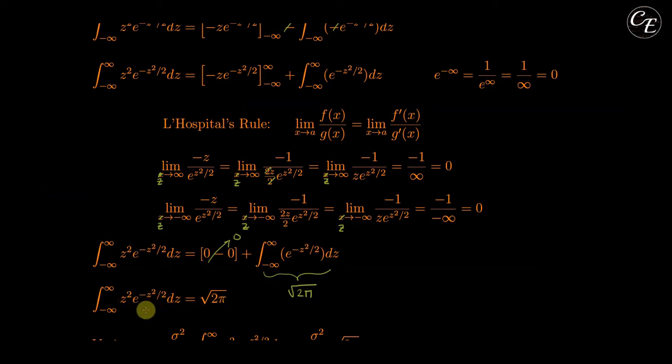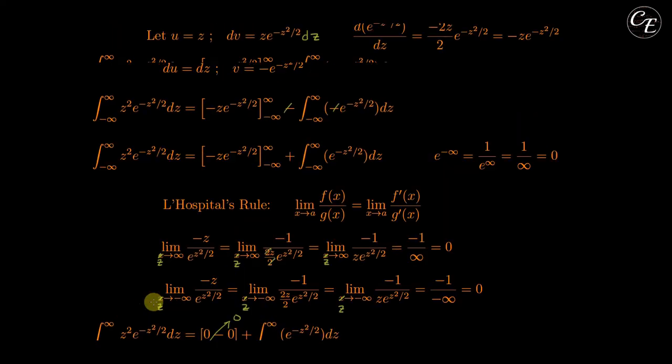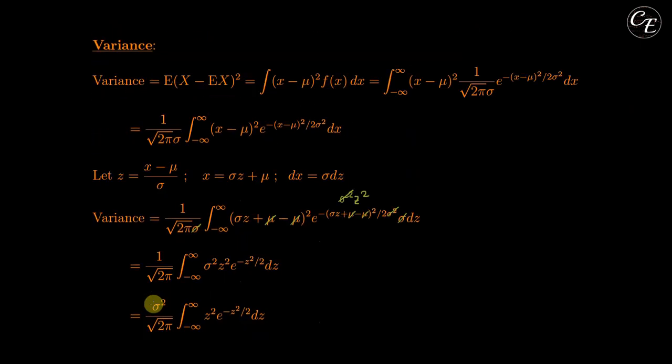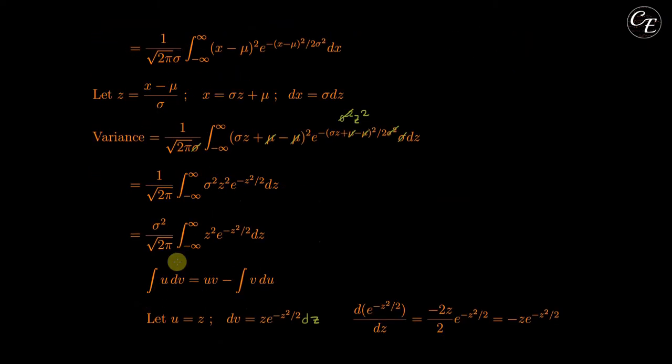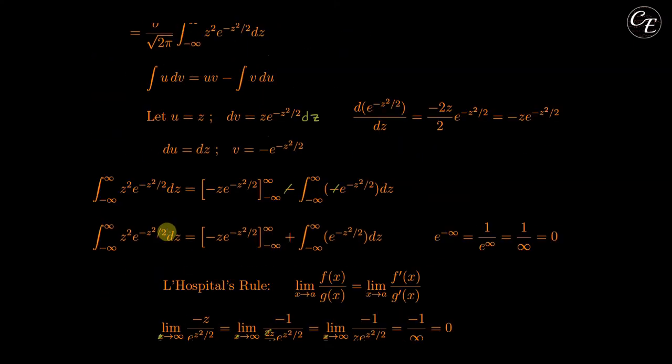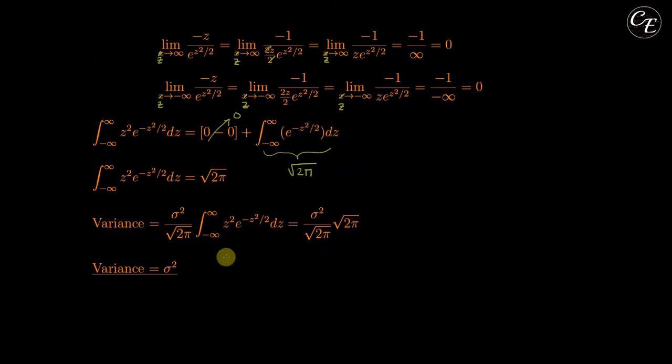Then let us bring this back into our formula for variance. So we have this one for our variance, which we can rewrite again in here. This one is square root of 2 pi. Then we can cancel out square root of 2 pi and square root of 2 pi. So what we're left with is sigma squared, which is our variance.